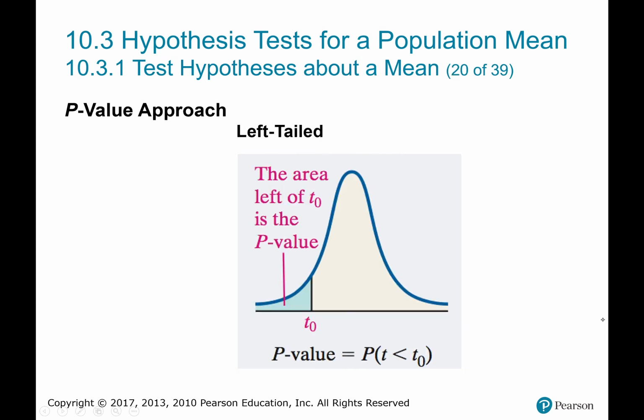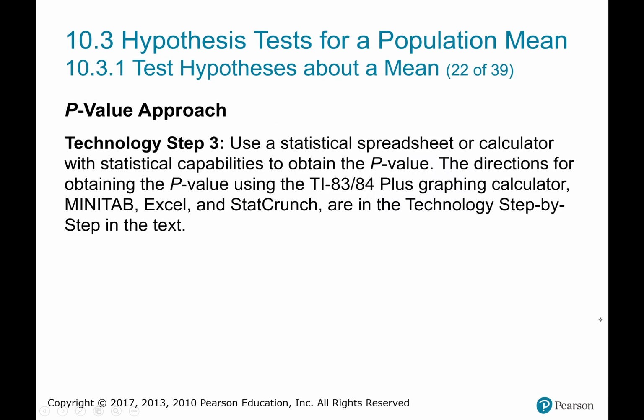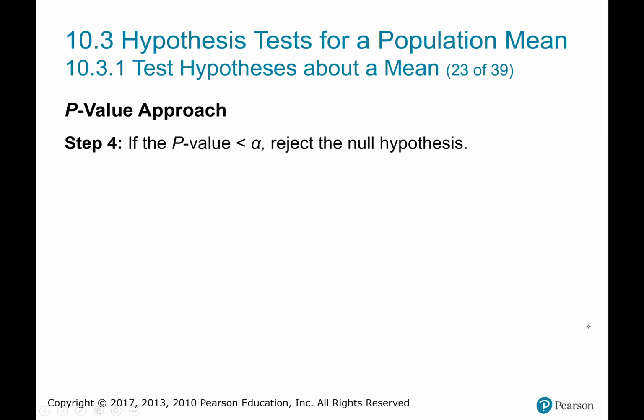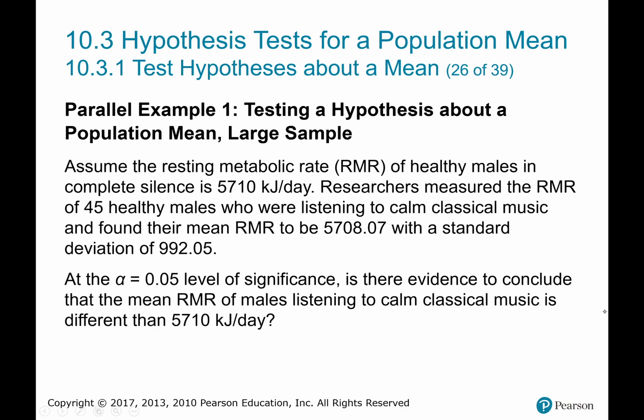P approach. Okay, these are basically the same slides as earlier, just talking about p with regard to the mean this time, with t scores. We're going to be using the TI-83 and TI-84. If p is less than alpha, we reject the null. If p is greater than alpha, we fail to reject the null. The procedure is robust, which means minor departures from normality will not adversely affect the results of the test. However, for small samples, if the data have outliers, the procedures should not be used. So typically we'll get rid of outliers if that happens.